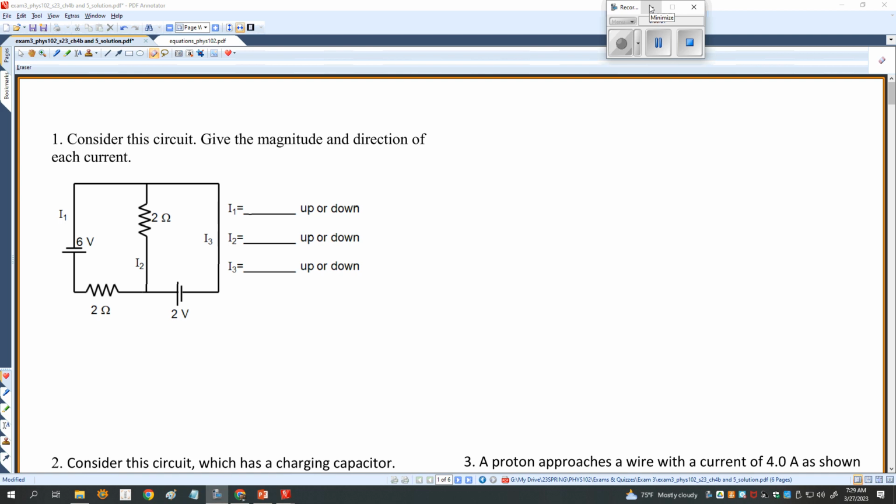All right, this is exam 3 for Physics 102, Spring 23. This is the latter half of Chapter 4 and all of Chapter 5. First, I have the multi-loop circuit. I want to know the three currents, I1, I2, and I3.